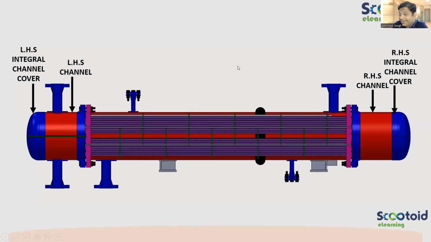Great. Now right-hand side, you'll be able to tell: right-hand side channel cover, integral channel cover, right? What about this part? Which part? The part which I showed here. What is this part? Flanges. Absolutely right. It's nothing but a flange. But now there are two flanges. This is one flange, and here there is a second flange. So what will we call them?